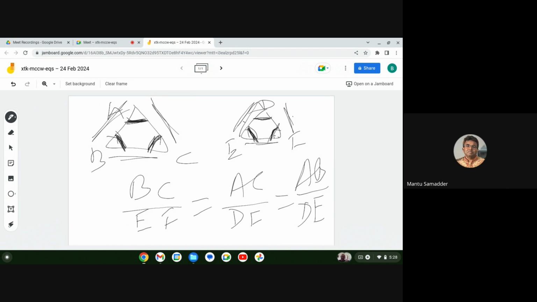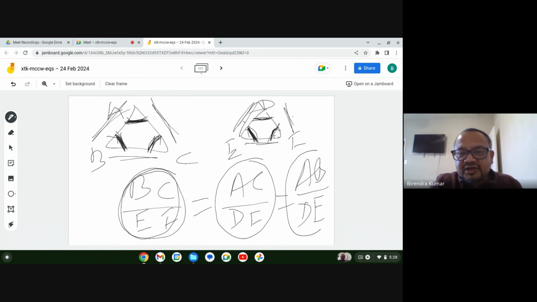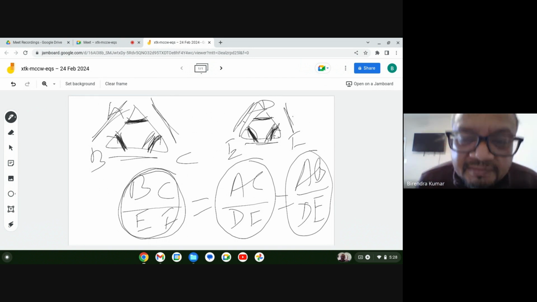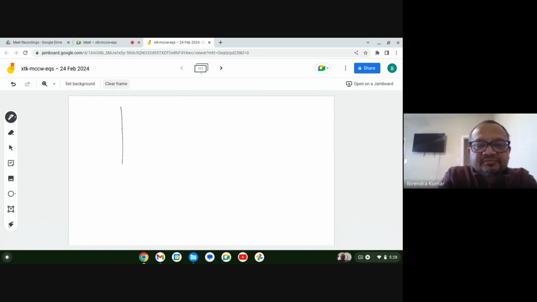So this is the proportion of the sides of matching angles A and D. This is the proportion of the sides opposite to the matching angles B and E. This is the proportion of the matching opposite sides of the matching angles C and F. This is what the property says: if two triangles are similar, the sides opposite to the matching angles will be in the same proportion. Now we'll use this property to prove the Pythagorean theorem.